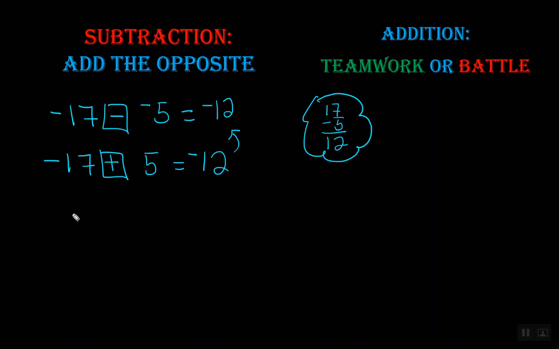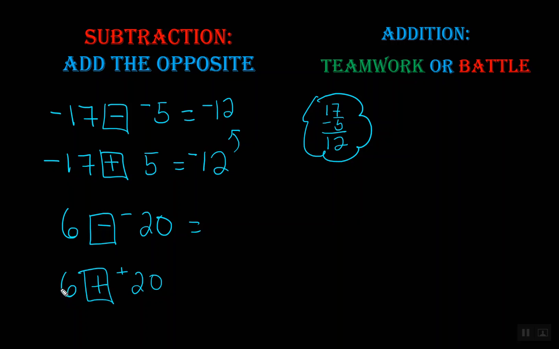Well, let's try 6 minus a negative 20. Okay, I see that I have subtraction in the middle. I'm going to add the opposite. So I'm going to copy over the 6, change the subtraction to addition, put the opposite sign on the 20. It's now positive. Okay, so now I have a positive 6 plus a positive 20.